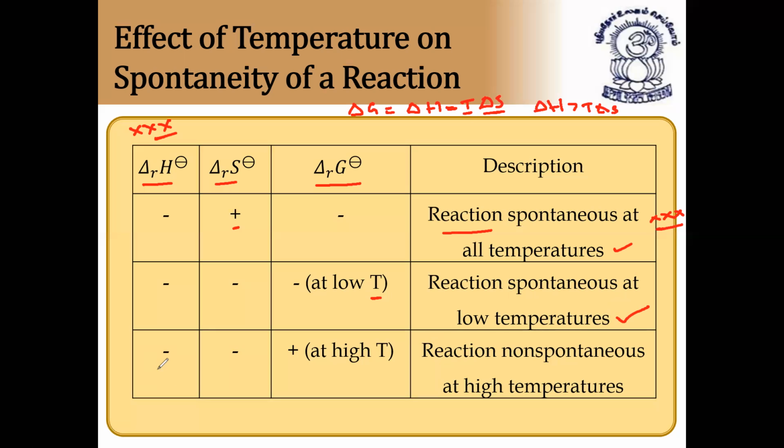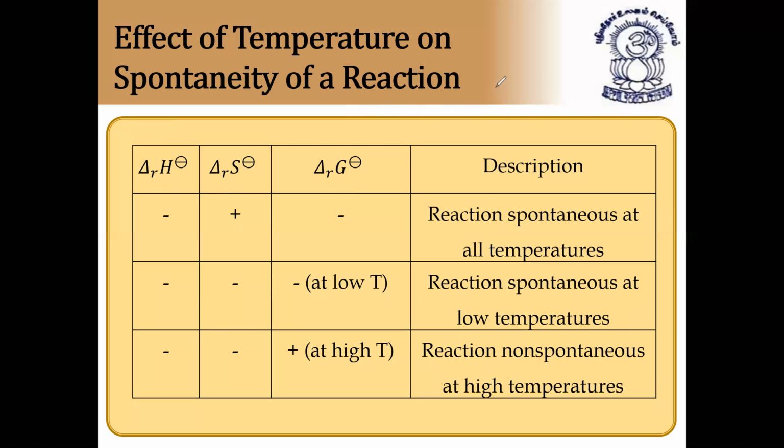Third condition: if delta H is negative, that is enthalpy change is negative, entropy change is also negative, and delta G is positive, this is possible only at high temperatures. The reaction is non-spontaneous at high temperatures, because delta G is positive. I hope it is clear. The same condition: at low temperature the reaction is spontaneous, and at high temperature the reaction is non-spontaneous, meaning that process is not possible at high temperatures. I hope it is clear.